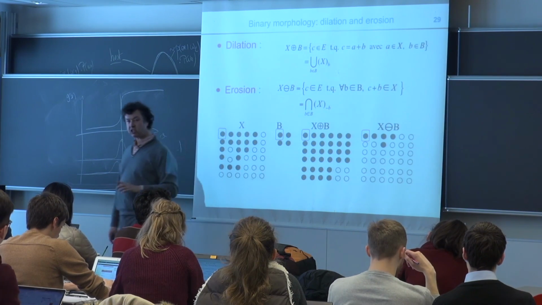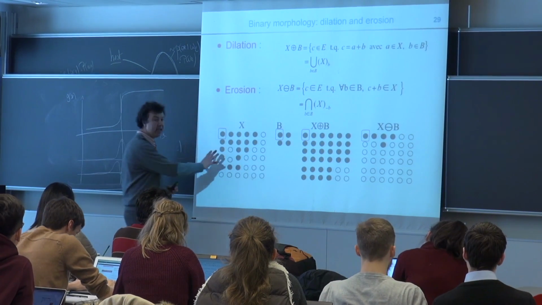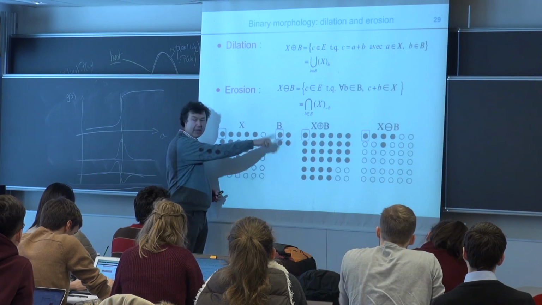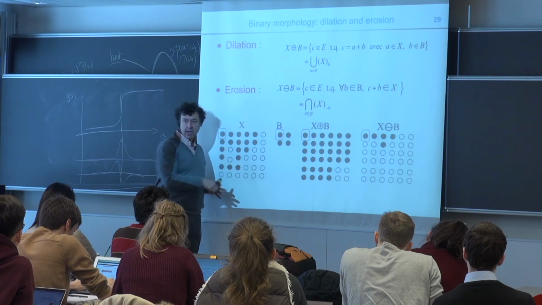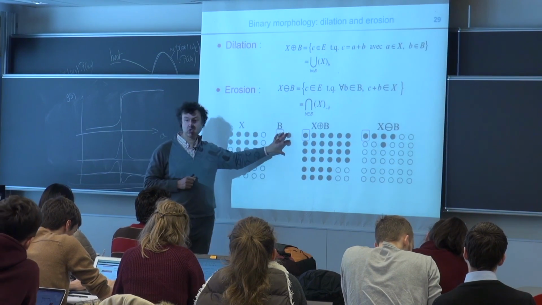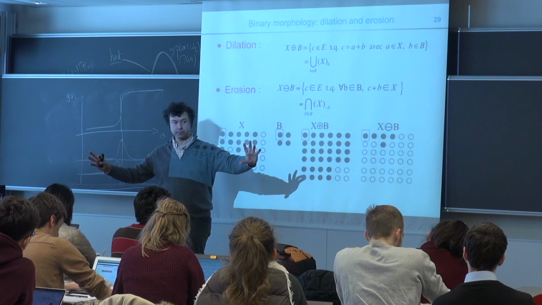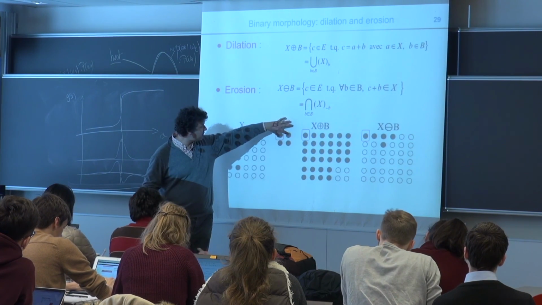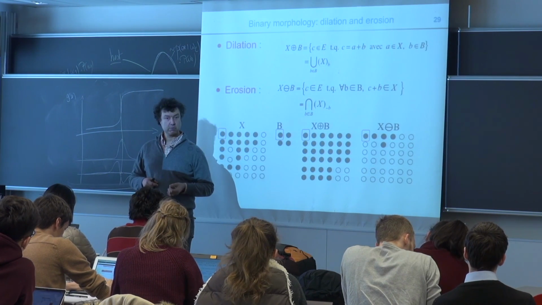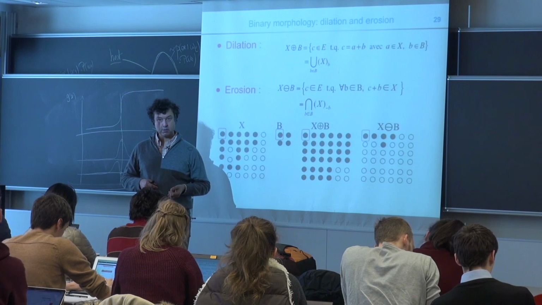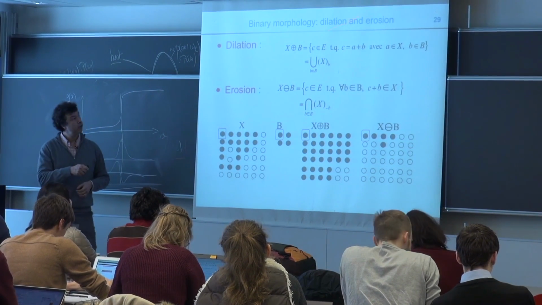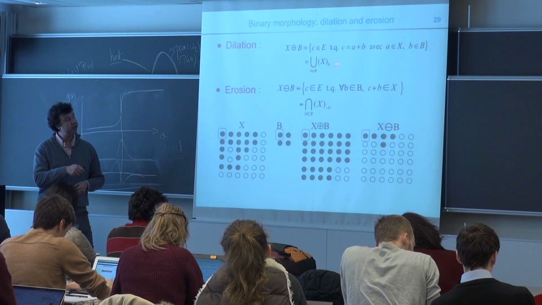So the dilation is: I take my object and do the union of all the translations of that object by the points of the structuring element. And obviously, it will blow up my object. The bigger the structuring element, the bigger the dilation. If my structuring element is elongated in that direction, it will blow up more in that direction. This is dilation: the union of the translations of X by the values of B.